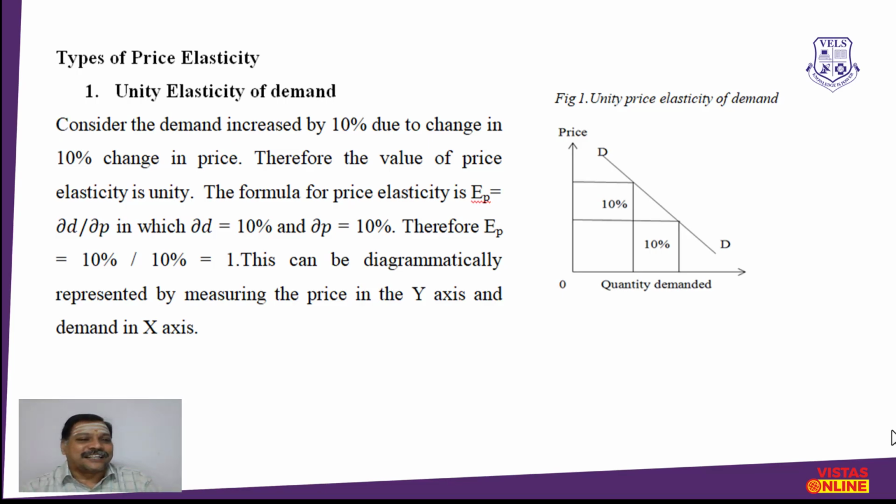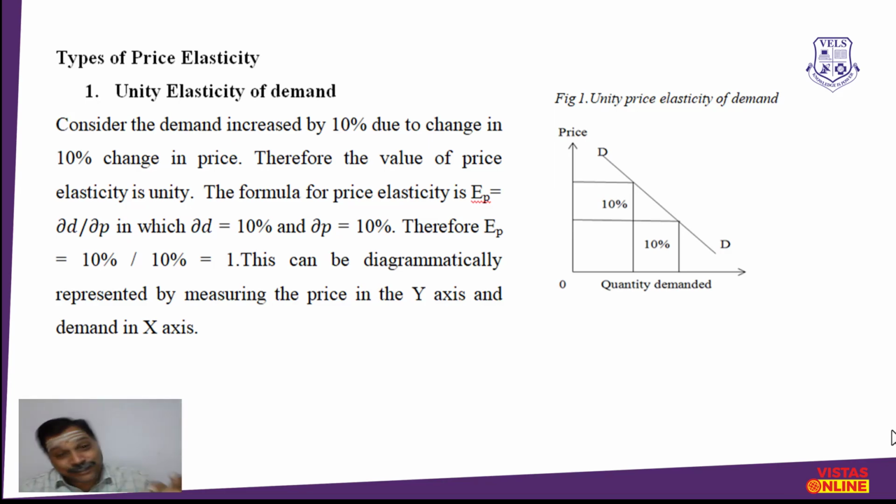The first category is the unity elasticity of demand. Consider the demand is increased by 10%. Why has it increased? Due to the change in price by 10%. So what will be the value of the price elasticity? It will be unity. Why? Because ∂D by ∂P, ∂D is 10%, ∂P is 10%. When you calculate 10% by 10%, it is equal to 1.